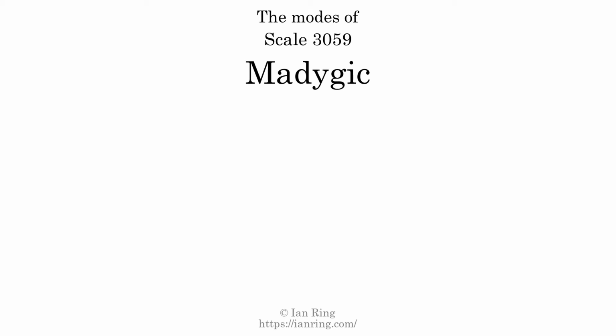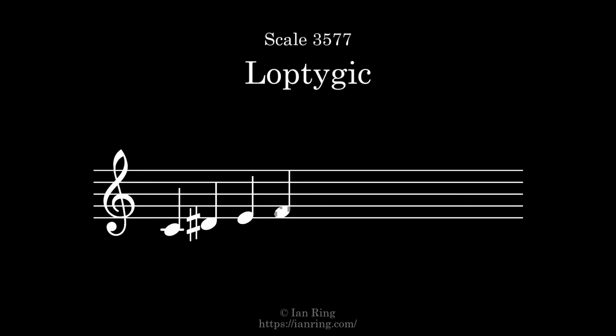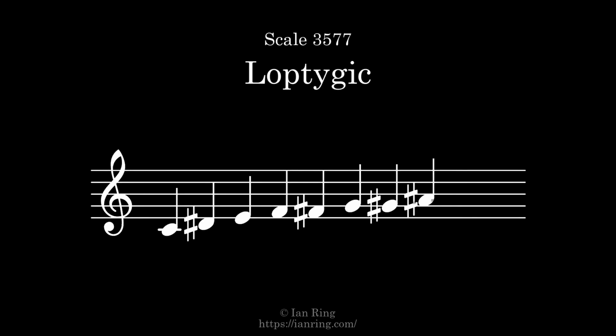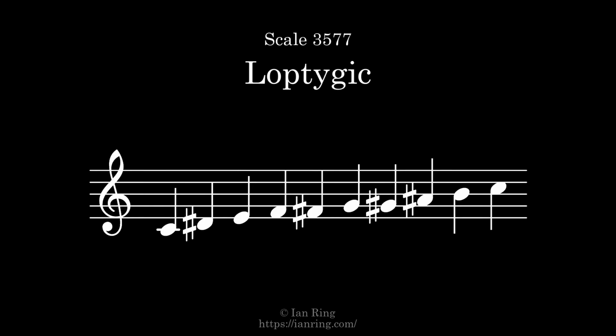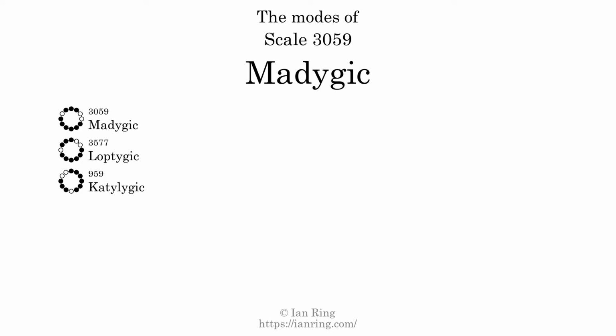This scale has 9 modes. The first mode is itself. The second mode is scale 3577, also known as Madygic. It sounds like this. The third mode is scale 959, also known as catalytic. It sounds like this.